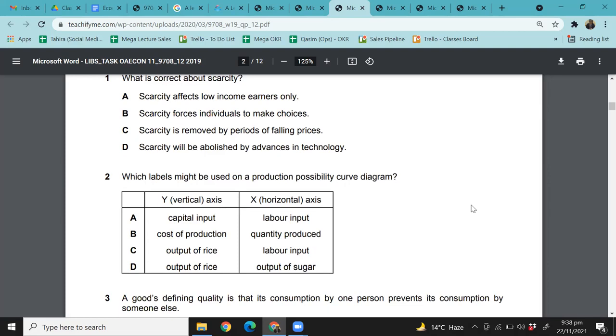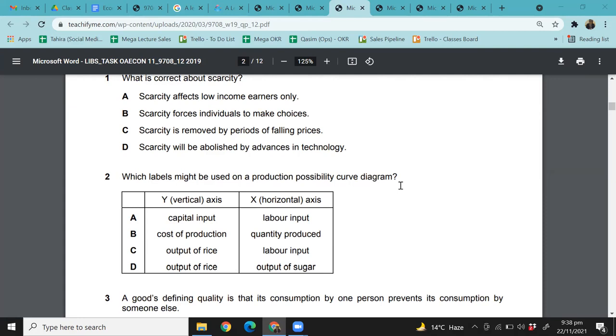Which labels might be used on the production possibility curve diagram? On the production possibility curve that we saw, which shows you the maximum output that a country can produce, how do we label the axes? What do we have on the y-axis? What do we have on the x-axis?